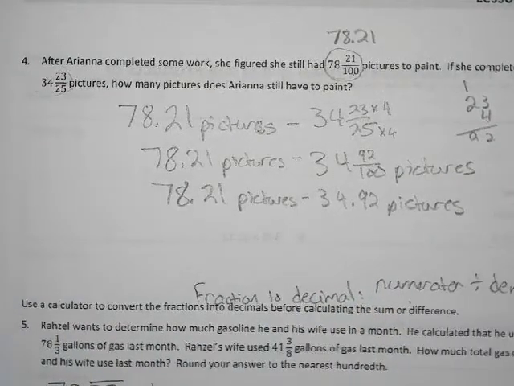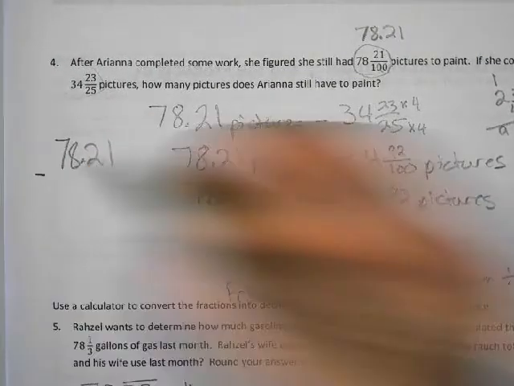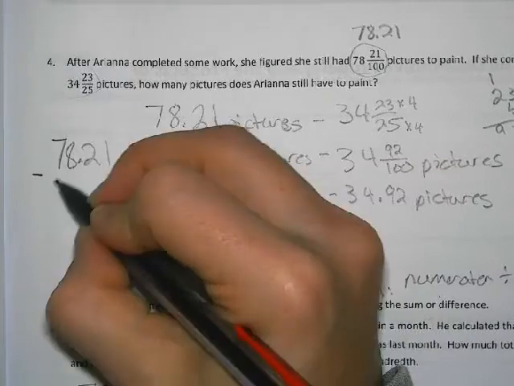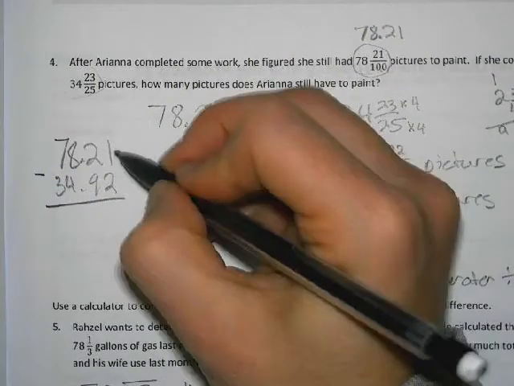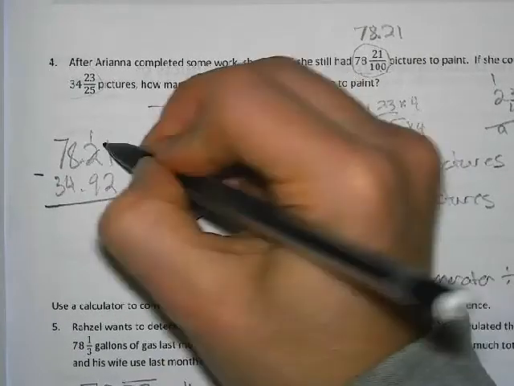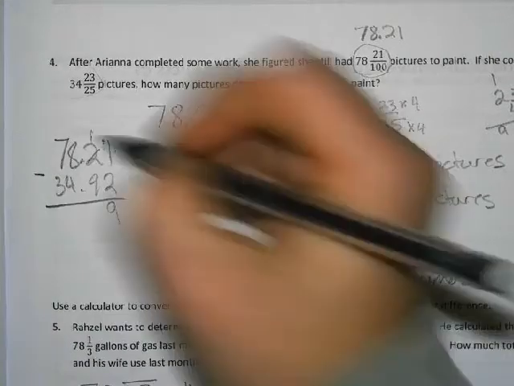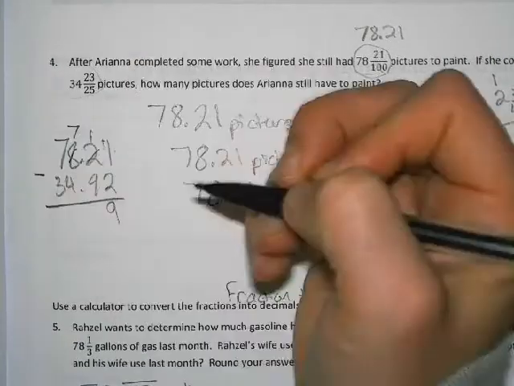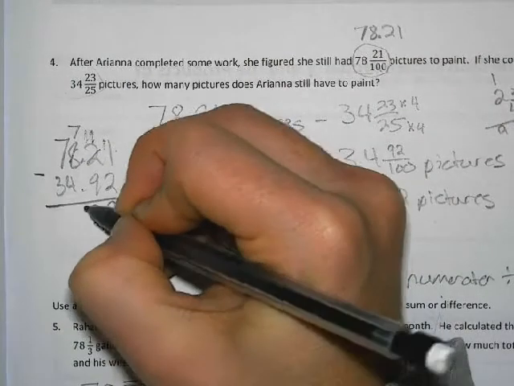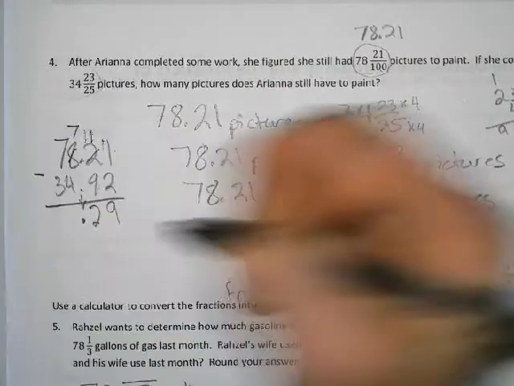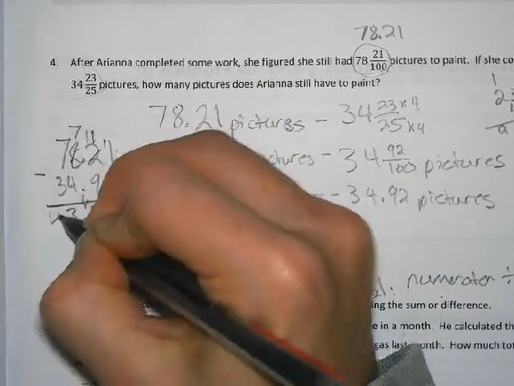Now I just need to line up my decimals. 78 and 21 hundredths minus 34 and 92 hundredths. I can't take 1 minus 2, so I have to borrow. That becomes a 1. This becomes an 11. 11 minus 2 is 9. I have to borrow from my 8. That becomes a 7. This becomes an 11. 11 minus 9 is 2. My decimals come straight down. 7 minus 4 is 3. 7 minus 3 is 4.